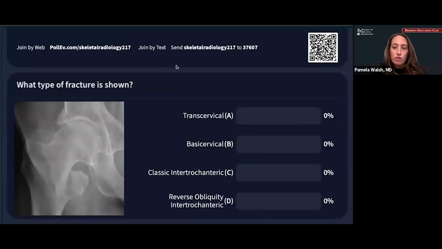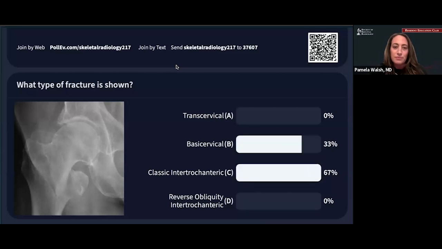Okay, and what kind of fracture do we have here? Okay, good. Yeah, so this is a tough one, but this is an intertrochanteric fracture. We'll take a look at those.